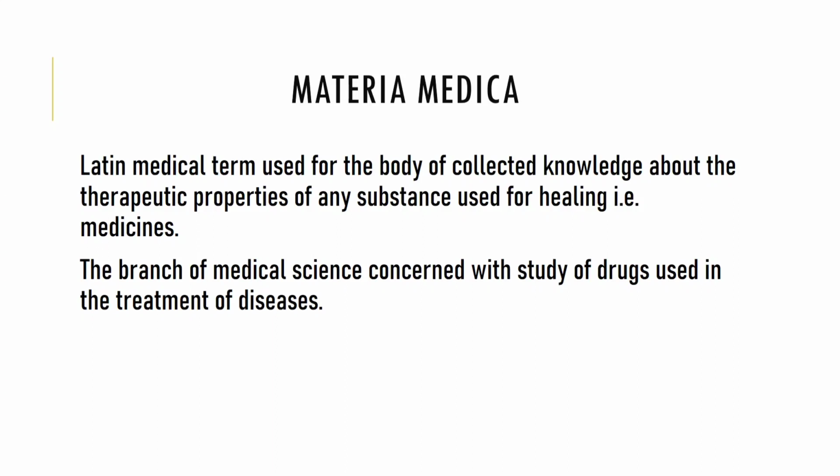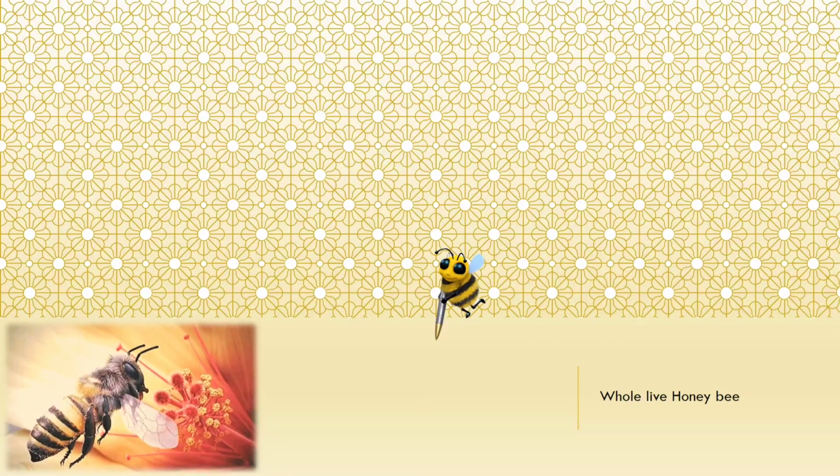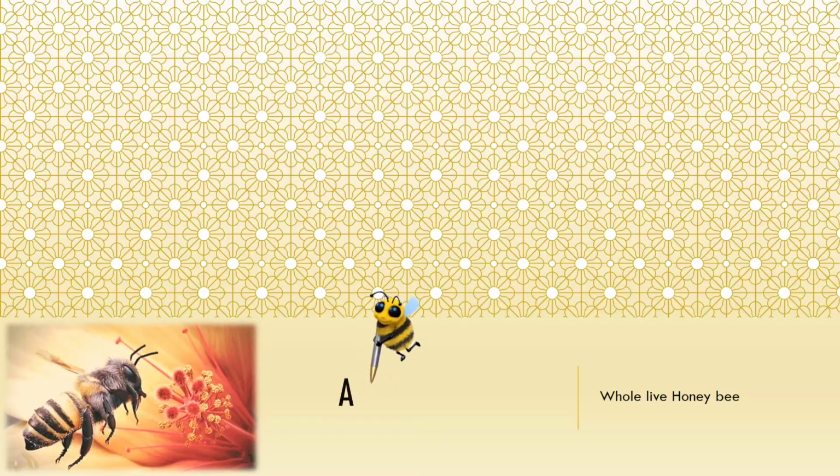So the Latin medical term used for the body of collected knowledge about the therapeutic properties of any substance used for healing, that is medicines, is Materia Medica. It is the branch of medical science concerned with the study of drugs used in the treatment of diseases. Today we are going to see a drug from the animal kingdom, Apis Mellifica.